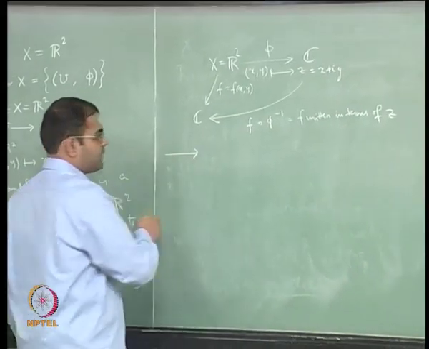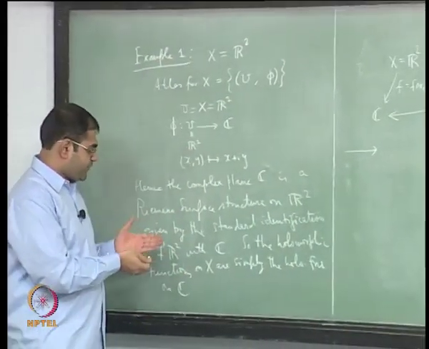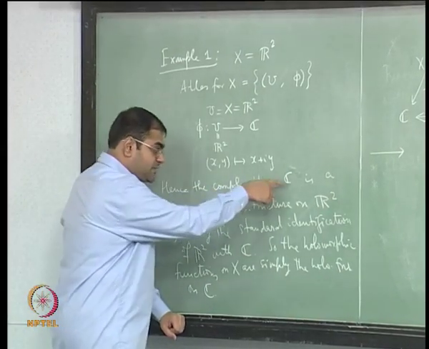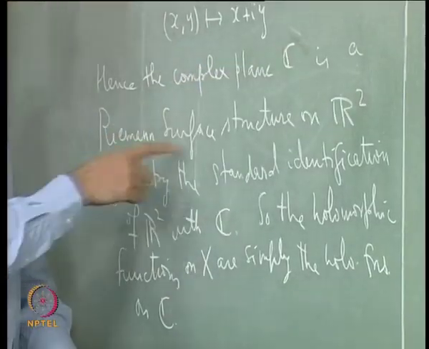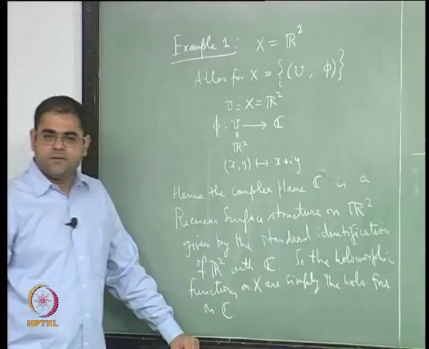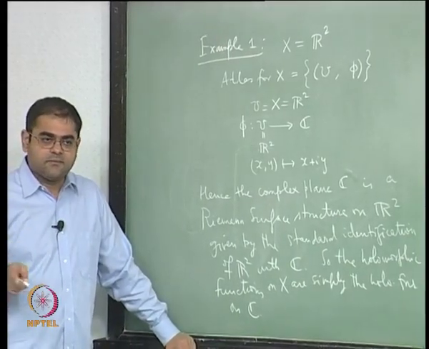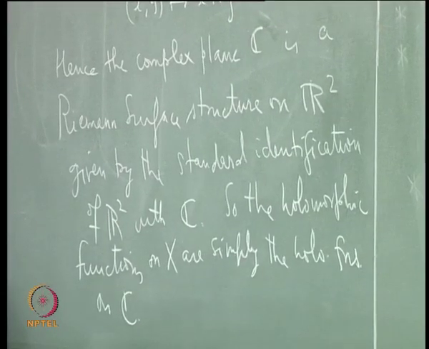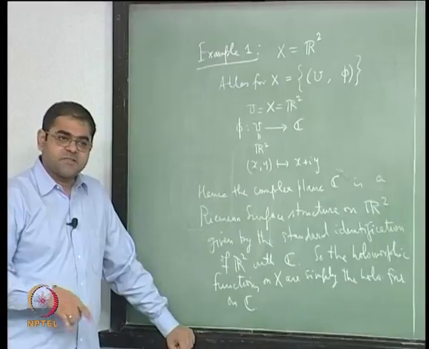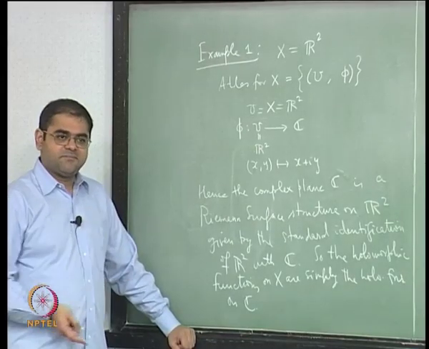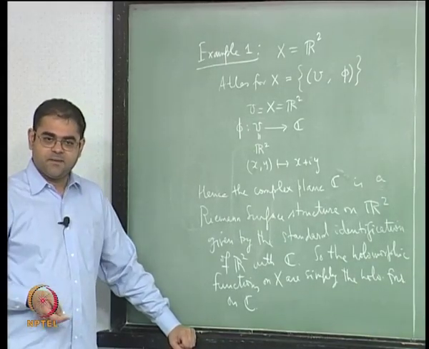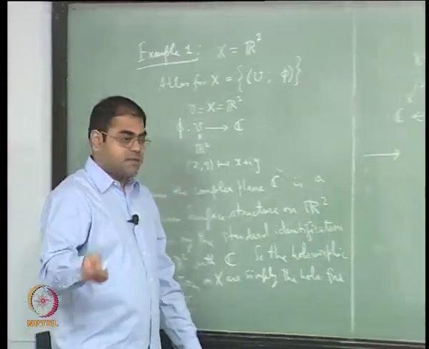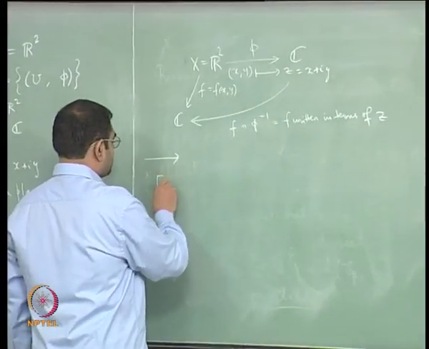Now we can ask the following question. Look at this line very carefully. It says the complex plane C is a Riemann surface structure on R2. So the question comes: can I give to R2 some other Riemann surface structure which is different from the usual complex plane structure? And that is what the second example is going to tell you, okay. The answer to that is yes. So let us look at the second example.